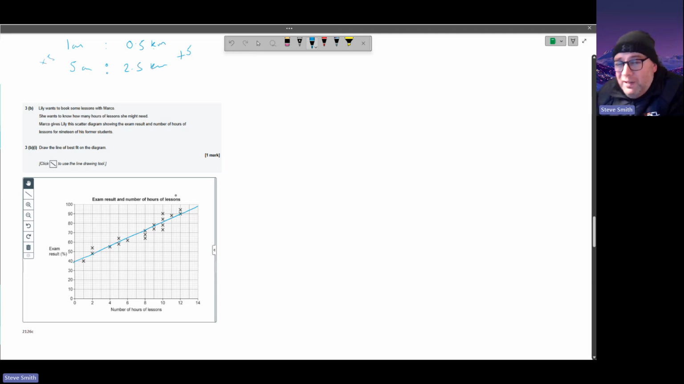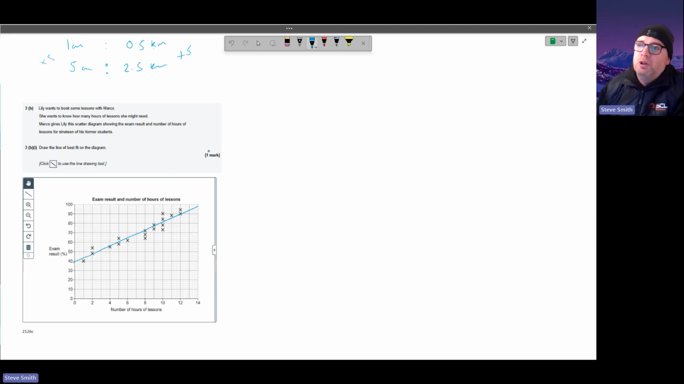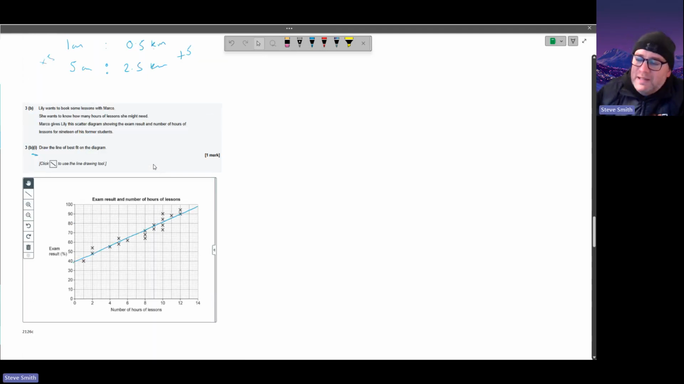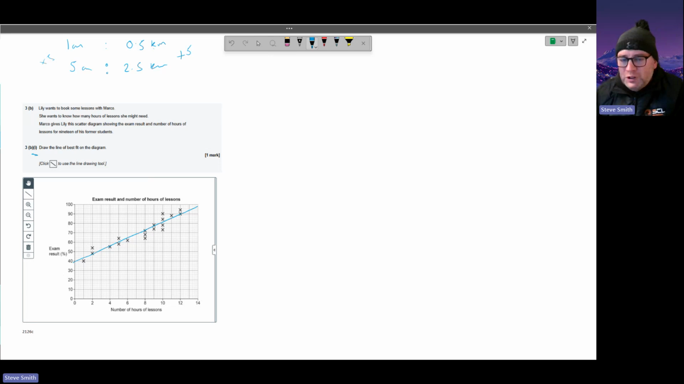I remember the next question on the exam. Hold on. Lily wants to book some lessons. She wants to know how many lessons Marco gives, this scatter diagram showing the exam result and number of hours. Oh yeah, so that's just the first question. The next question on the same exam, I've actually copied and pasted that one as well. The next question is saying she wants to pass with 80%. I remember the question. We did it on the percentage questions a couple of days ago. So there is the follow-up question to that.